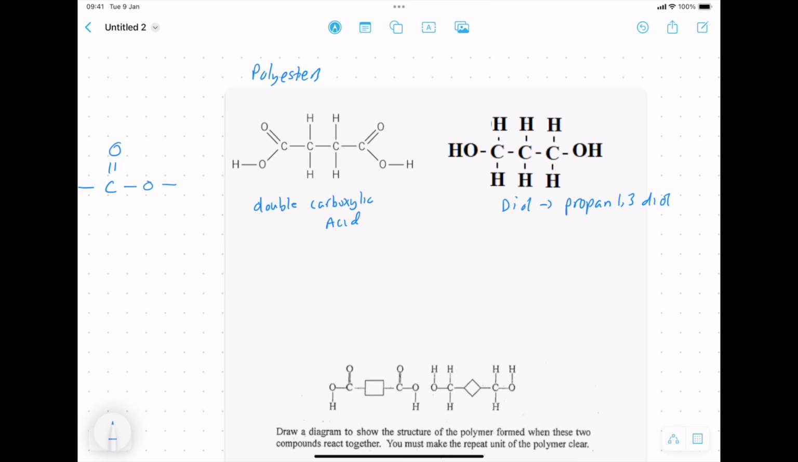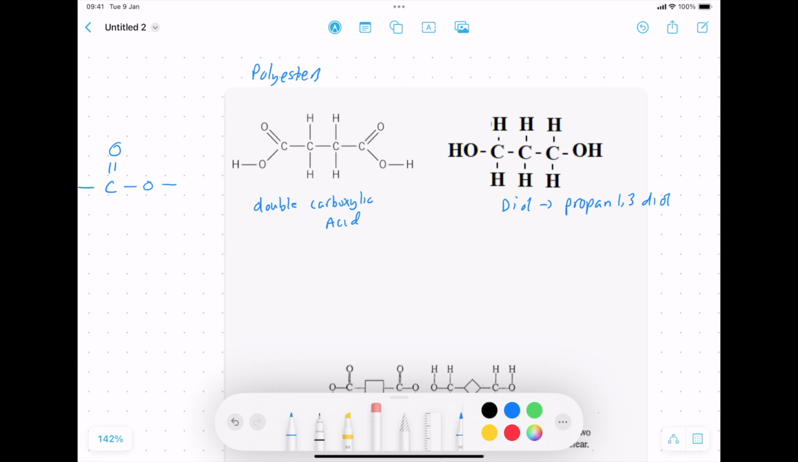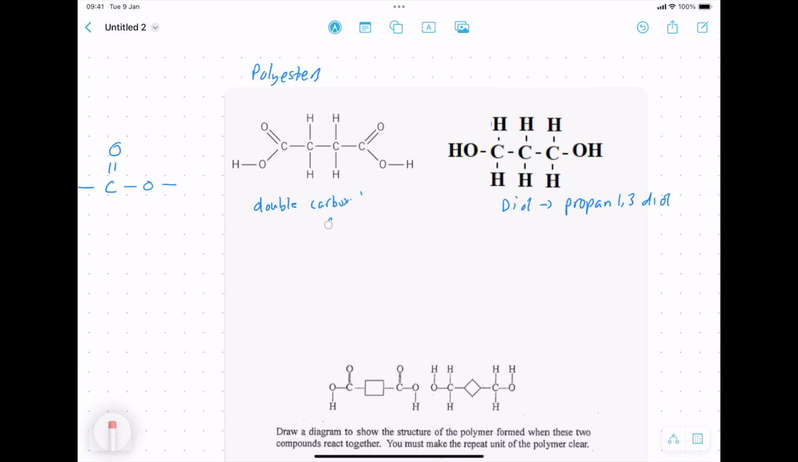The way we write the repeat unit is using a two-step process. In the first step, one water molecule is removed to form the ester bond. And in the second step, the second water molecule is removed to create the repeat unit. I'm going to deliberately do it stepwise so you can see how it's done. And then once you're confident, you can jump straight to the answer, once you've had a bit of practice, of course.